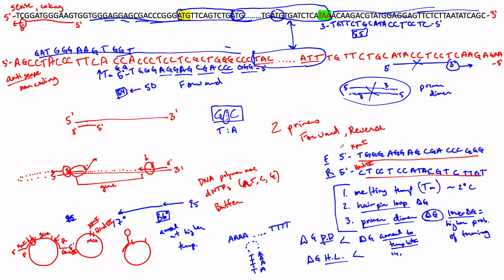Okay, the sequence for KPN1 is GGTACC, and the sequence for HinD3 is AAGCTT. So when I order my primers, I'm going to tell the company, I want you to send me a primer that's GGTACC, TGGG, AGG, AGCGA, CCCGGG. That's my forward primer. And my reverse primer will have a sequence AAG, CTT, CTCC, TCC, ATA, CGT, CTTGT. All right.